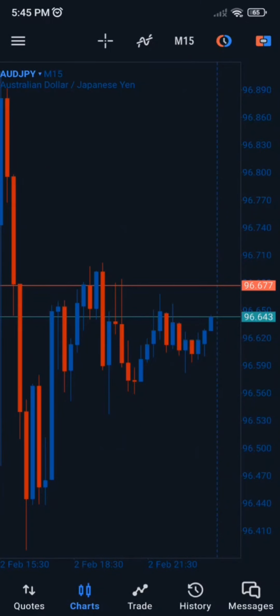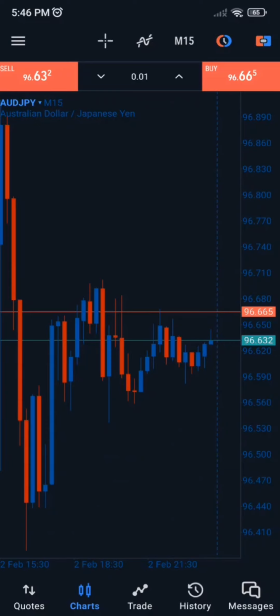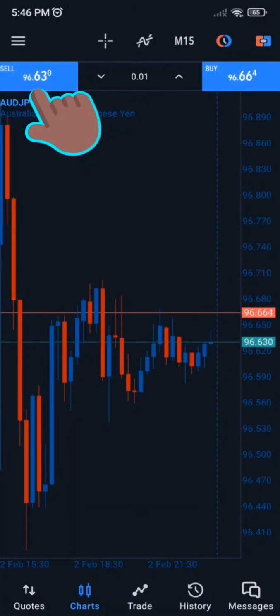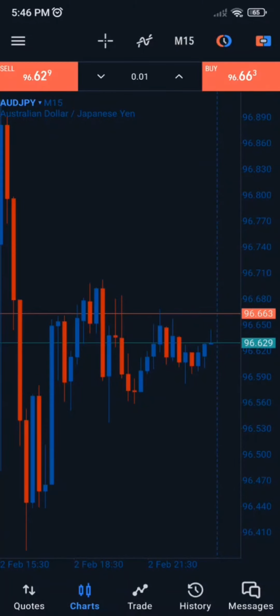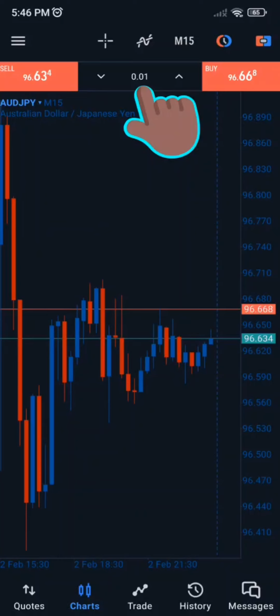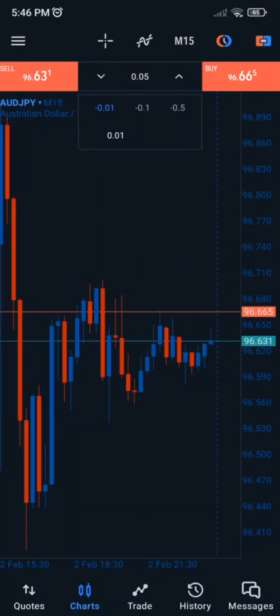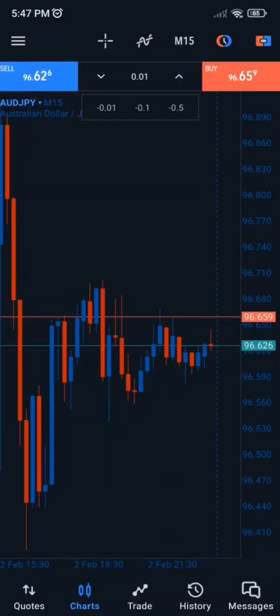And now we move on to market execution, which shows up when you tap this icon here. You have your two triggers, which will be your sell trigger and your buy trigger. In the center is where you will be able to adjust your lot sizing by tapping either one of the arrows. Tapping either trigger will allow you to instantly place an order on the chart that you're on with whatever position size that's shown up here.